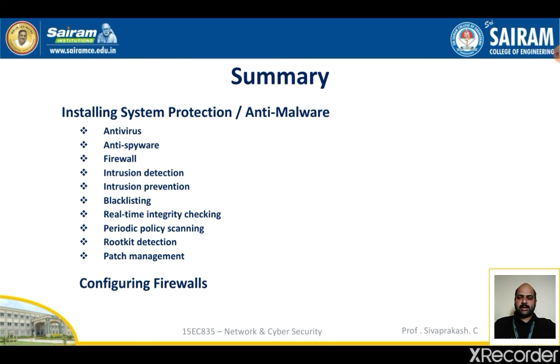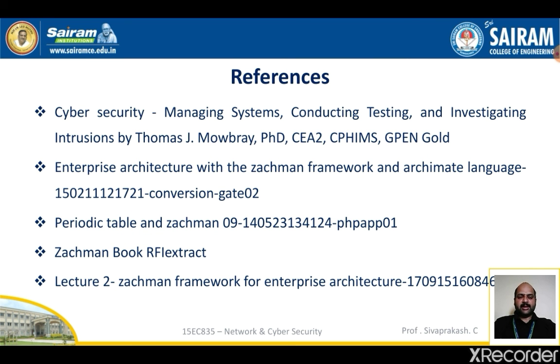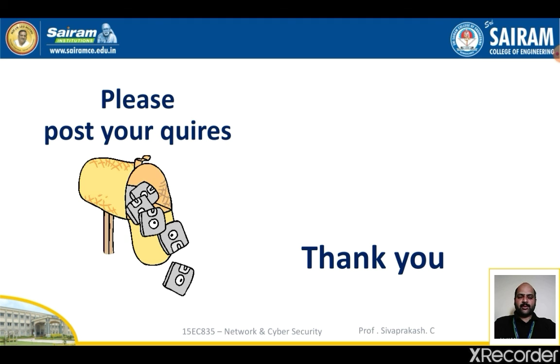In this video, we have come across installing system protections: anti-malware with antivirus, anti-spyware, firewall, intrusion detection and prevention, blacklisting, real-time integrity check, periodic policy scanning, rootkit detection, and finally patch management. And we have seen the Cisco ASA 5000 series firewall configuration example. I hope this video helps you understand system protection and firewall configuration. If you have any queries, kindly raise them with me. Thank you for watching my video.